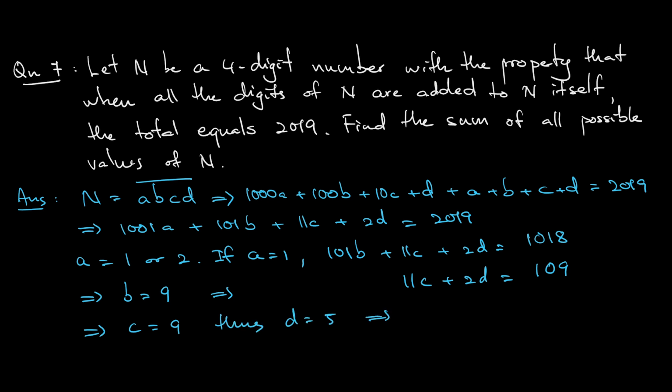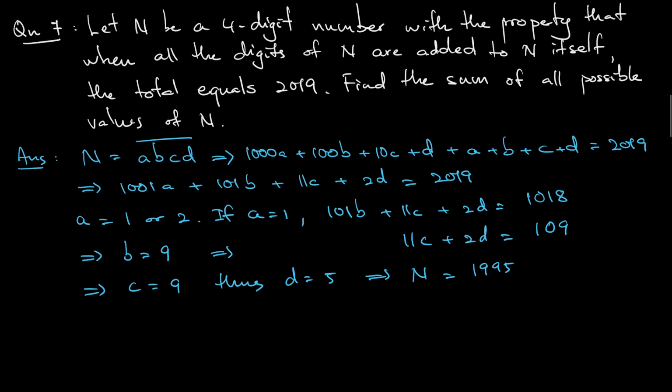So meaning that in this case n is 1995, because A is 1, right? This is one value of n. That is when A is equal to 1. Okay, but A can also be 2. So let me write here.